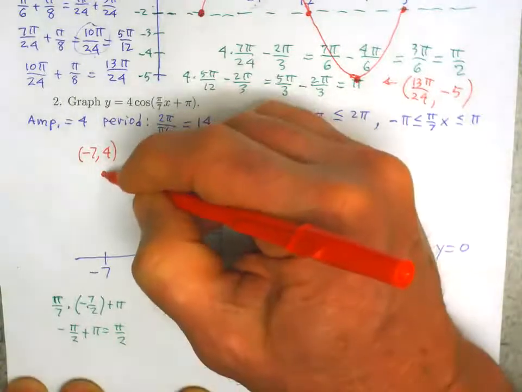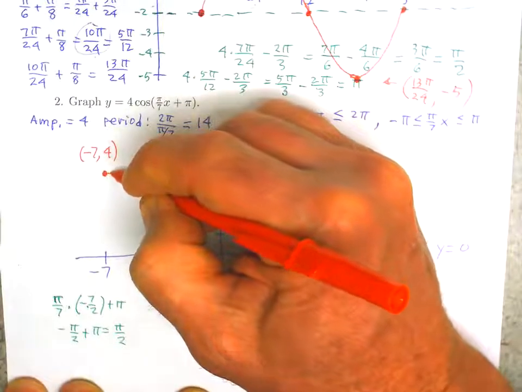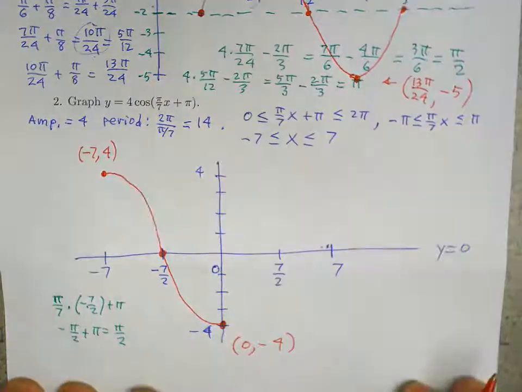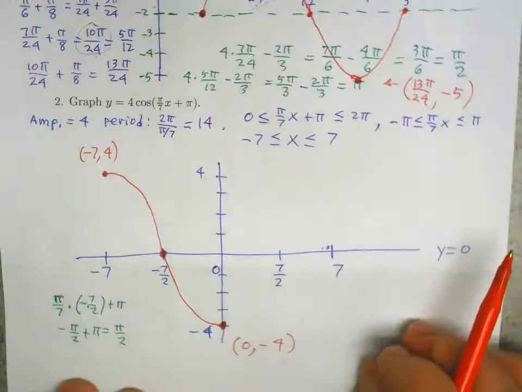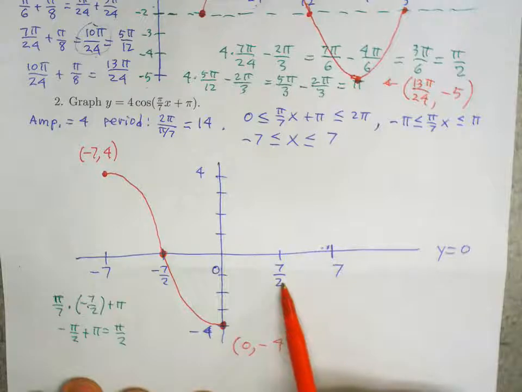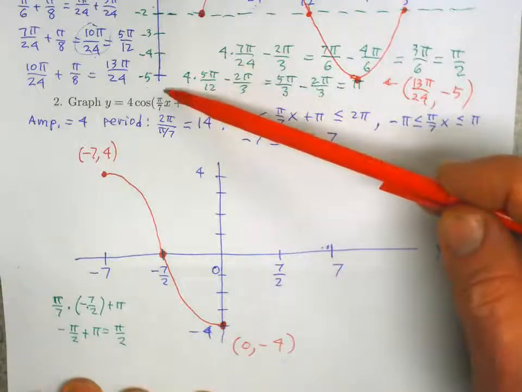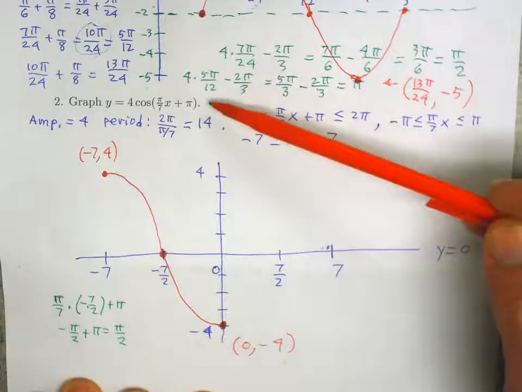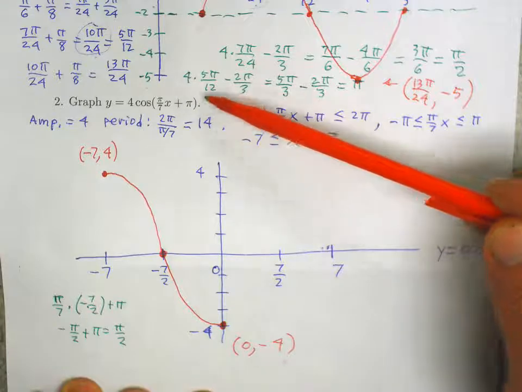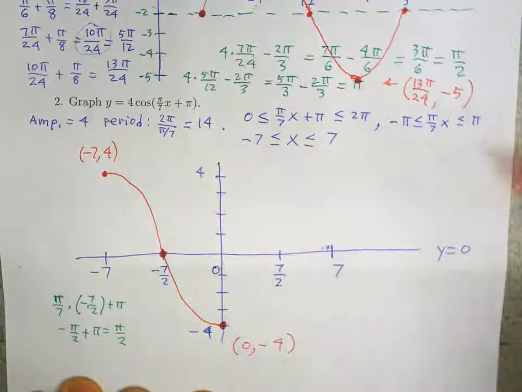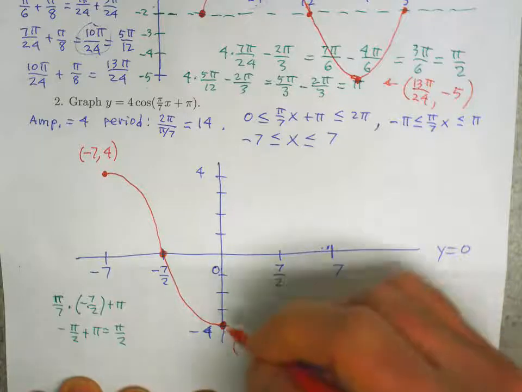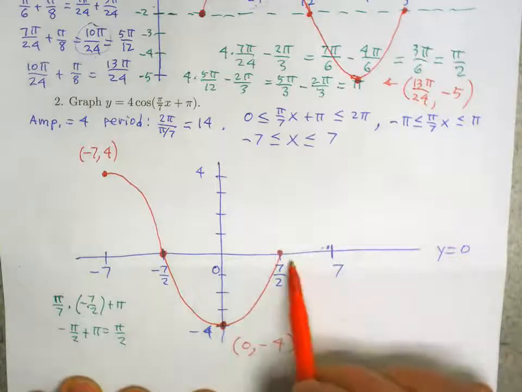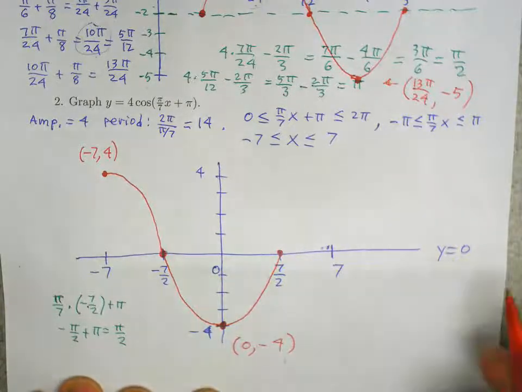Okay, and the first half of the graph we can sketch in like this. And the next two parts will be pretty simple. When x is 7 halves, pi over 7 times 7 over 2 is pi over 2. Pi over 2 plus pi is 3 pi over 2. But cosine of 3 pi over 2 is 0, and 4 times 0 is 0. So we have this point. The y-coordinate is 0. It's on the x-axis.